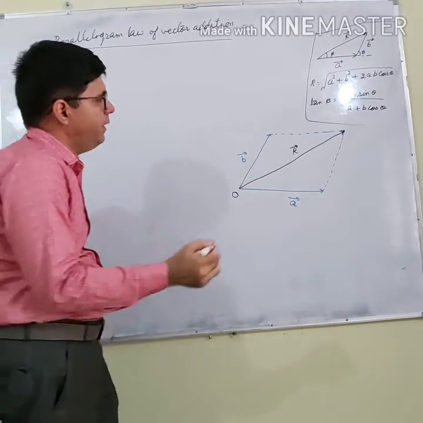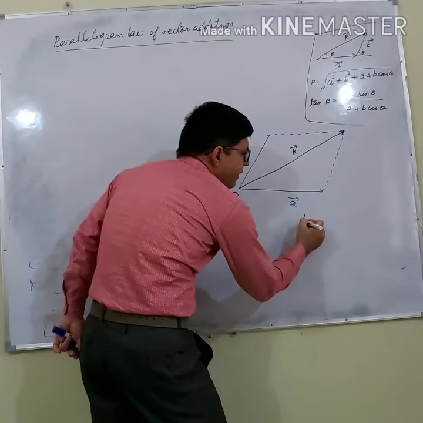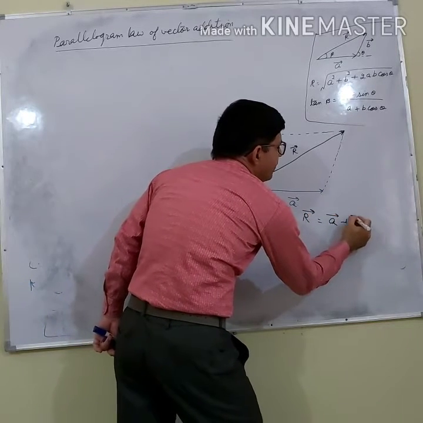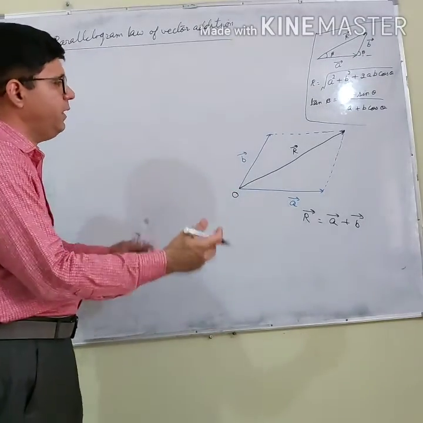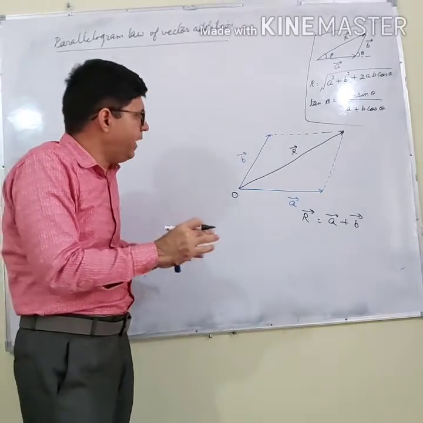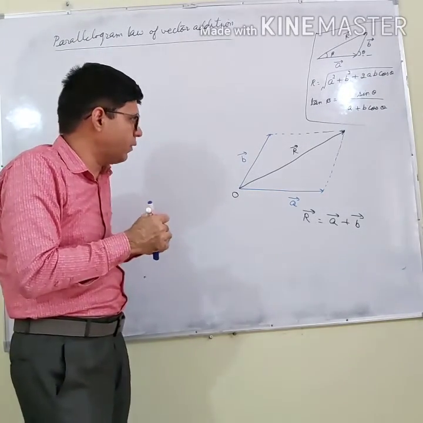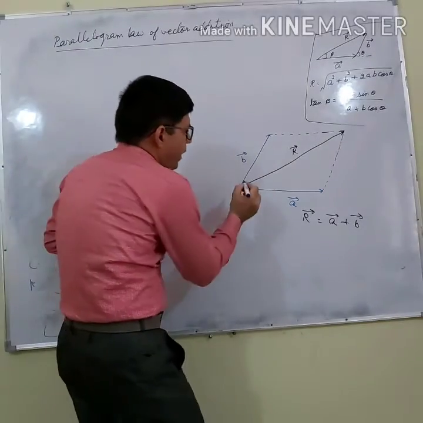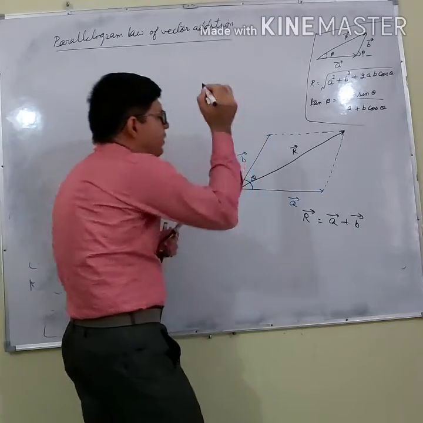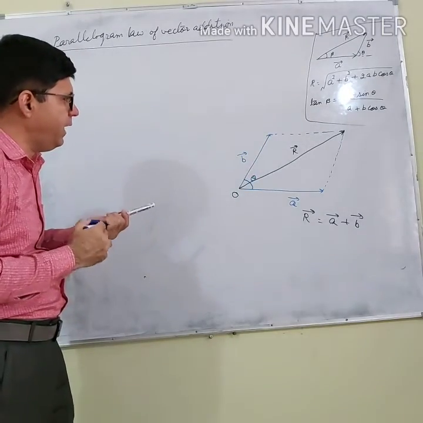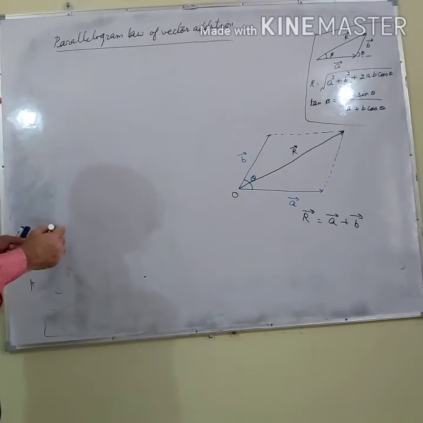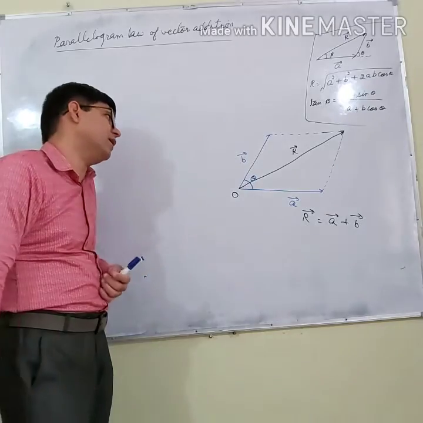So what does it mean? It means that R is the resultant of A and B, that is R equals vector A plus vector B. My target is to find the magnitude of R and the direction of R. Also we are given that the angle between vectors A and B is theta. Now my target is to calculate R. How can I calculate R?